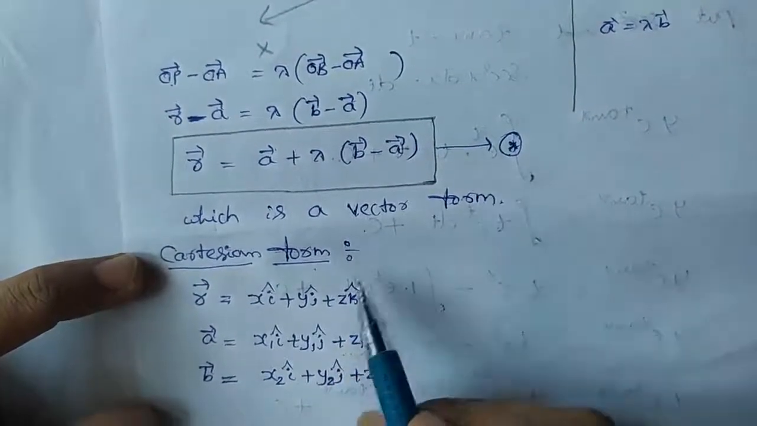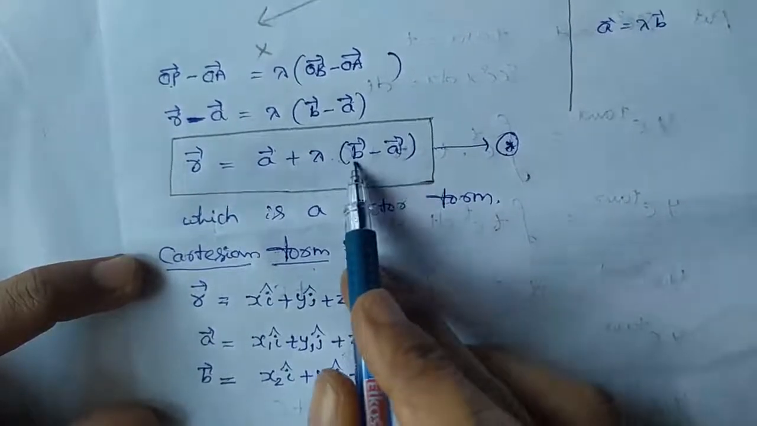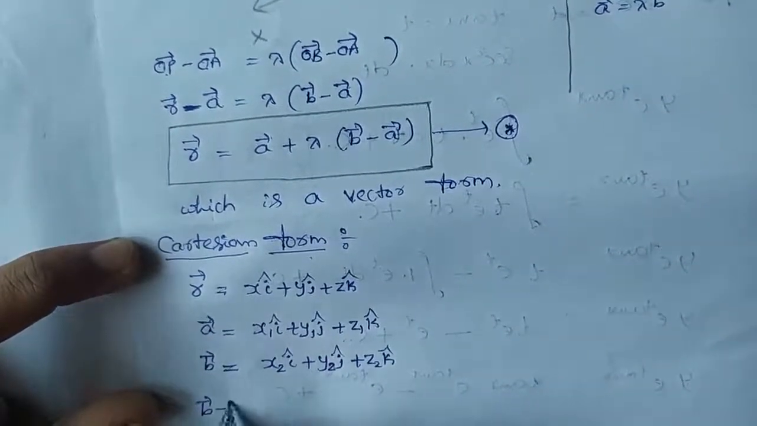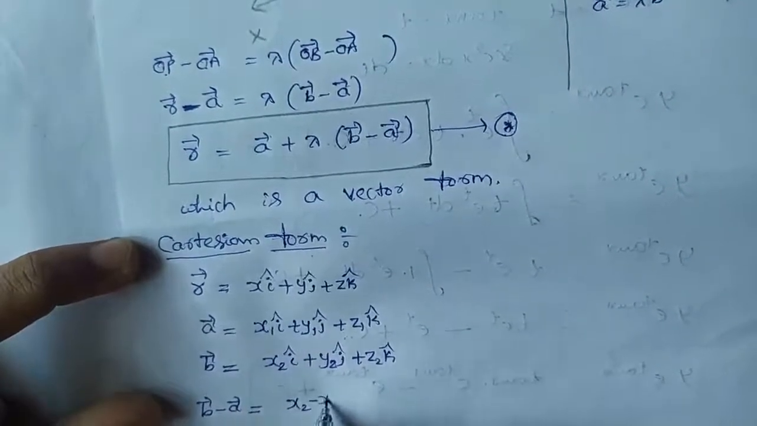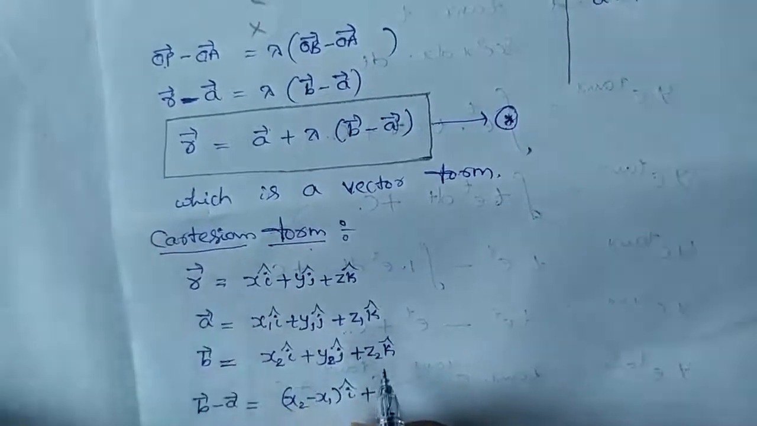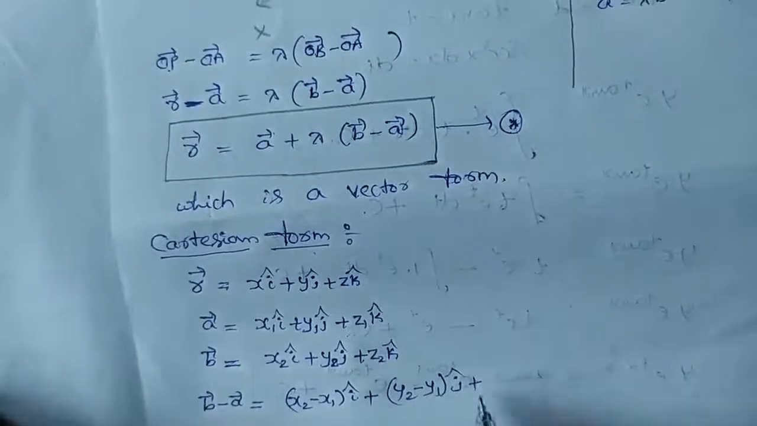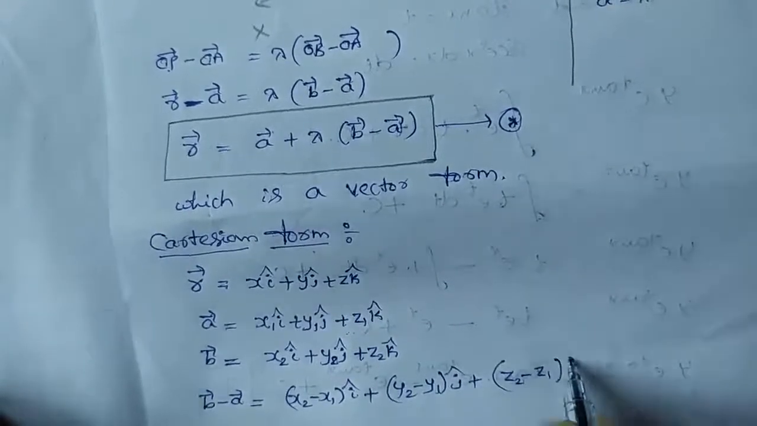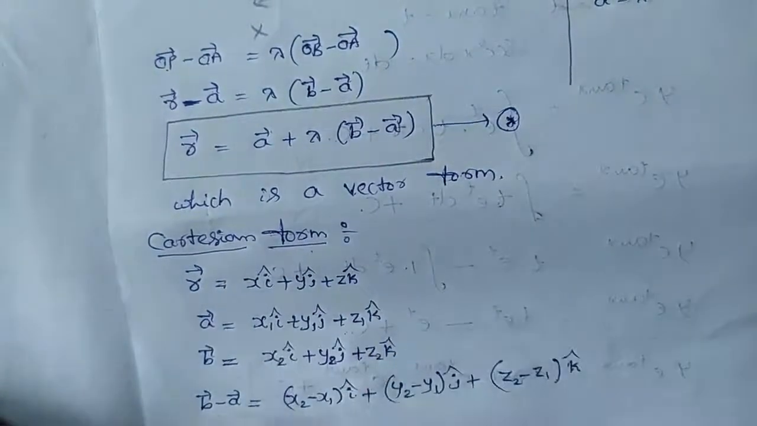To substitute these vectors in the equation star, we need the b vector minus the a vector. So first find b minus a: x2 minus x1 i plus y2 minus y1 j plus z2 minus z1 k. This is the b minus a vector. Now substitute all these vectors in equation star.